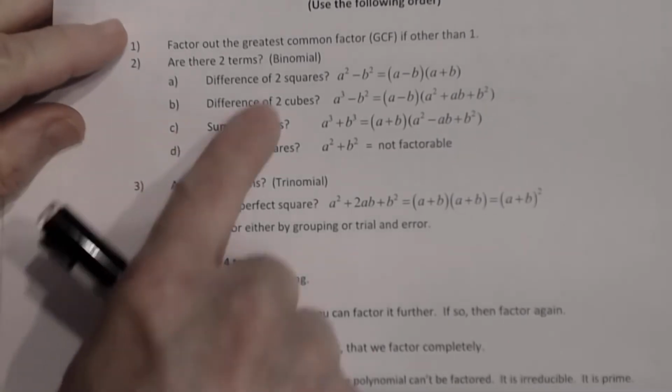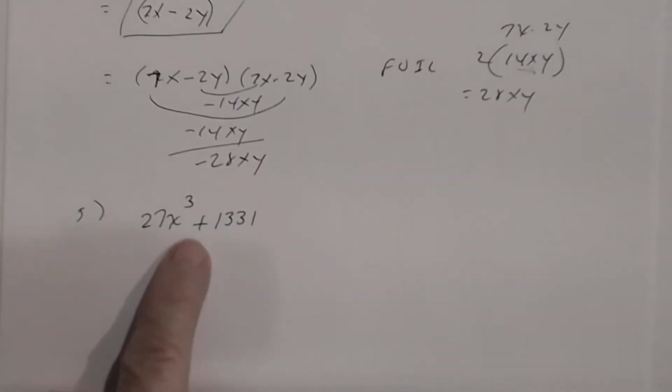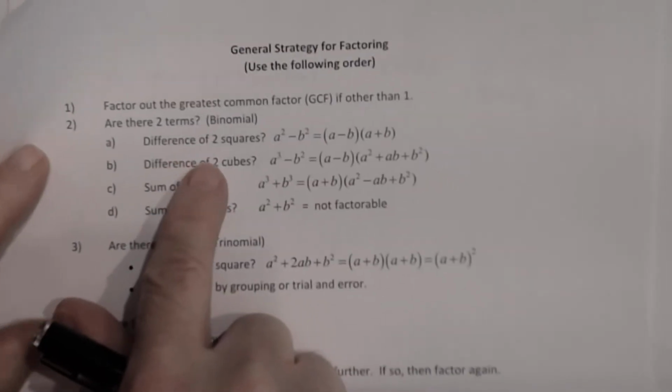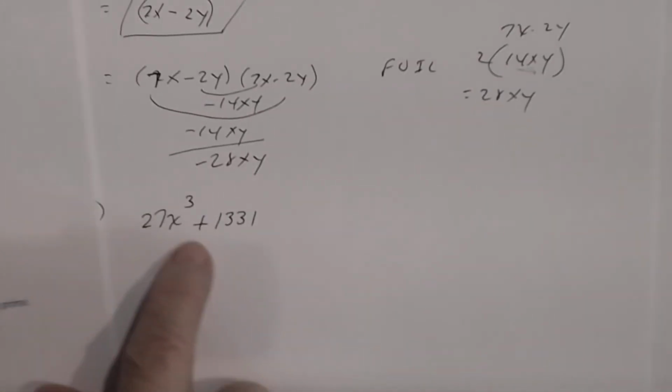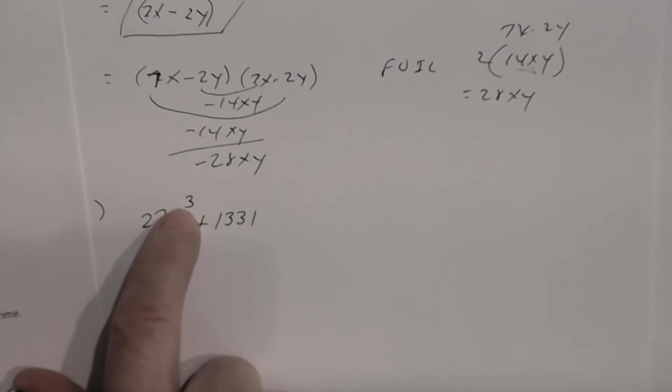And again, if you exhaust all possibilities, then you just say it's prime. Okay, so notice, remember, if you're going to have the difference of 2 squares, then you better have that exponent here being a 2 or a 4 or a 6. It better be even, okay? Notice that this exponent's odd, and it's a 3 at that.